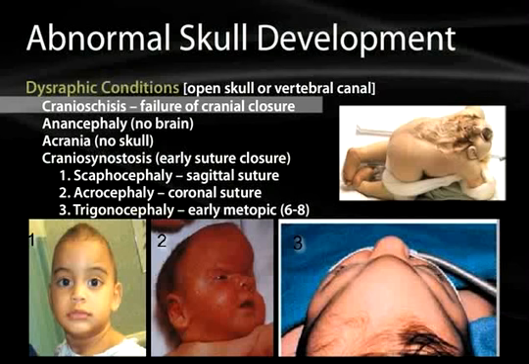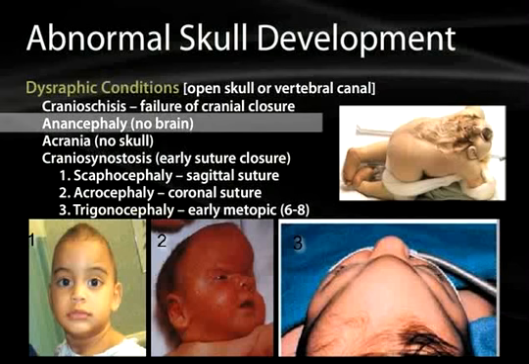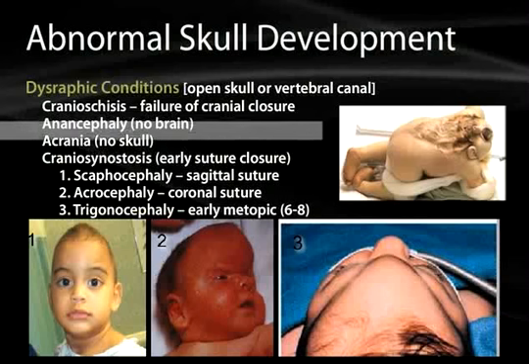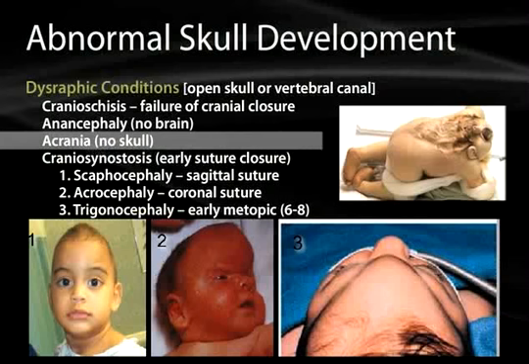Anencephaly is a formation or no formation of brain, and that's oftentimes because the bones overlying the brain were not there, therefore the inductions were not proper, and it was exposed to too much environmental trauma and never really forms. Acrania is no skull.